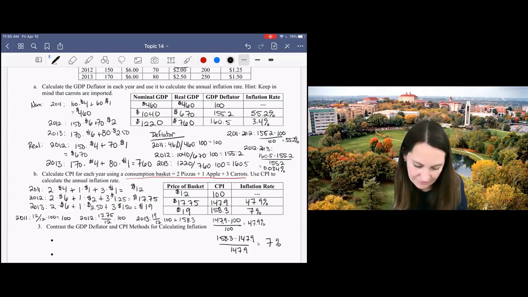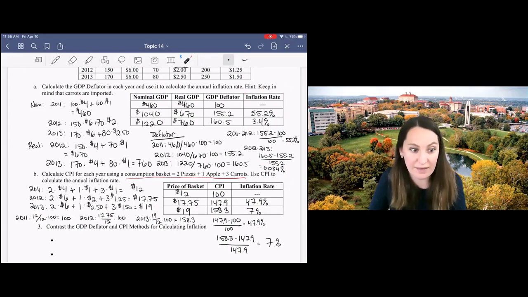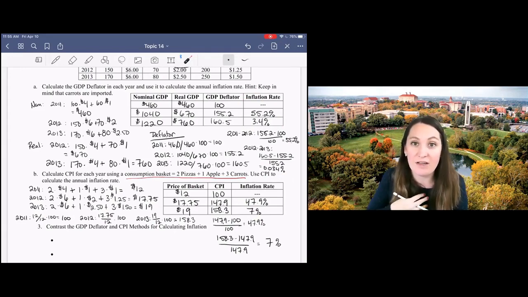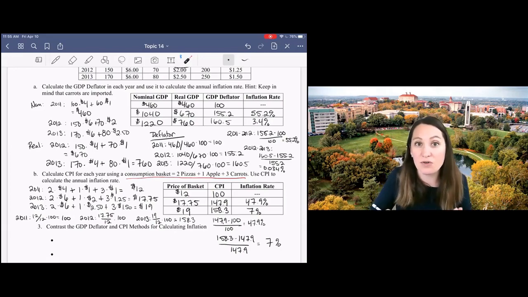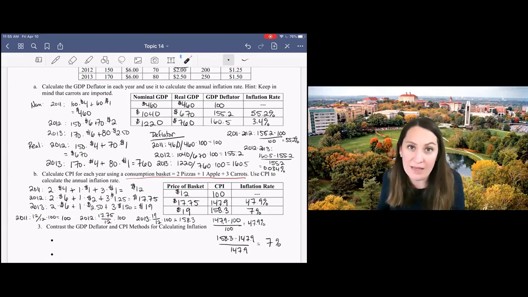You'll notice that my inflation rates calculated using the CPI method are different from my inflation rates calculated using the GDP deflator method. And that's because we've used two different price indexes to calculate these inflation rates. We want to compare and contrast and think about what are the differences between these two methods. Why is it that we prefer the CPI for most of our inflation numbers?